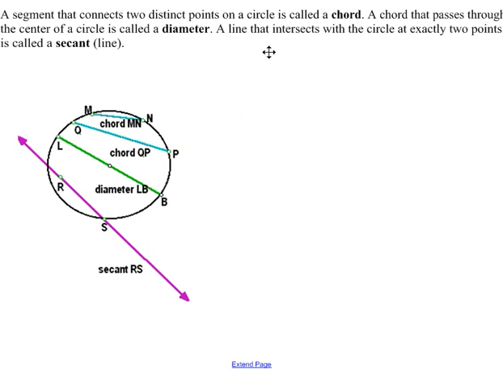A line that intersects with the circle at exactly 2 points is called a secant line. So that's our purple line over here. That is a secant line. It intersects the circle at 2 points. Difference between a secant and a chord is that the secant will extend to outside of the circle.